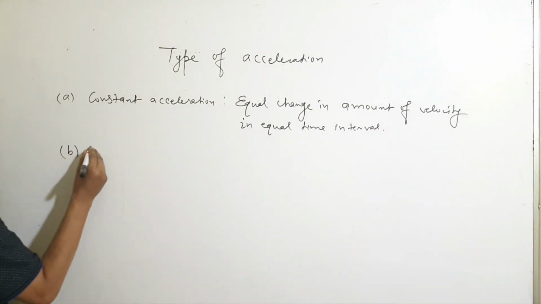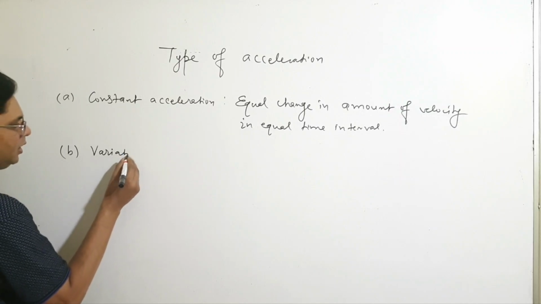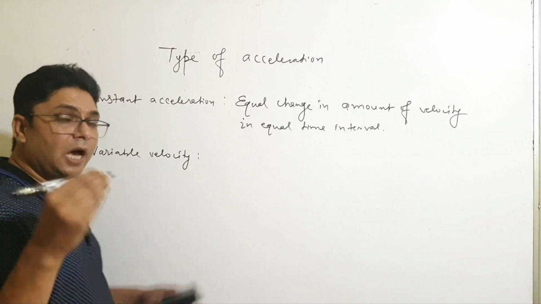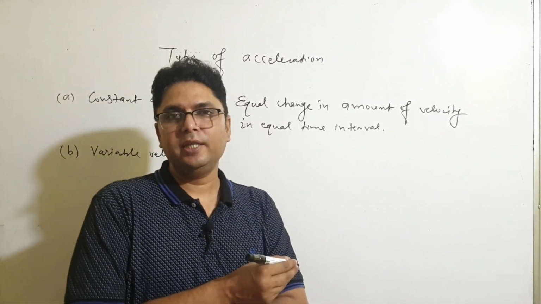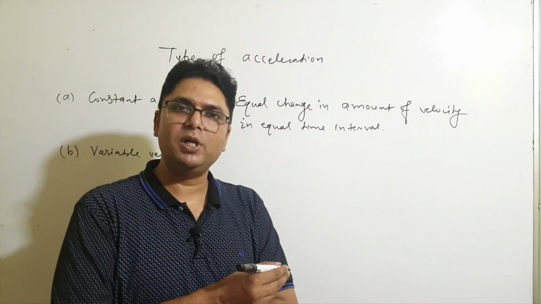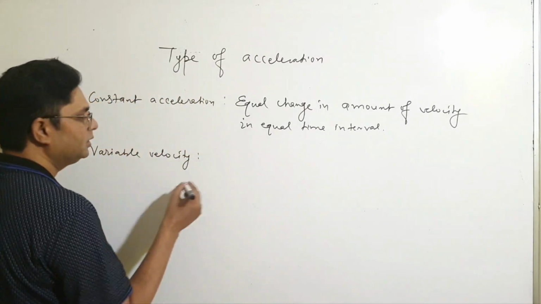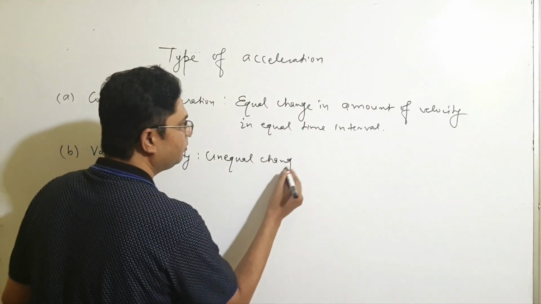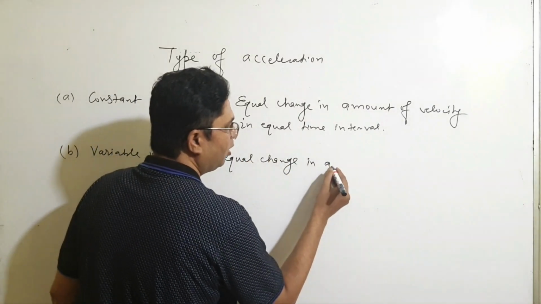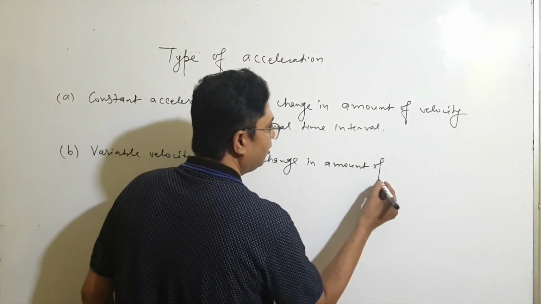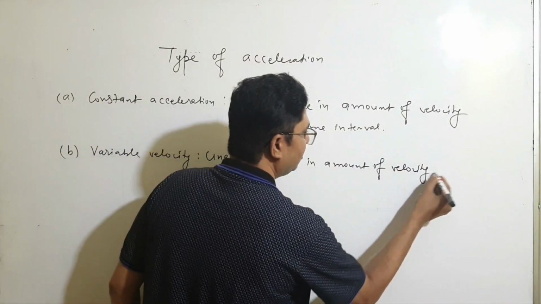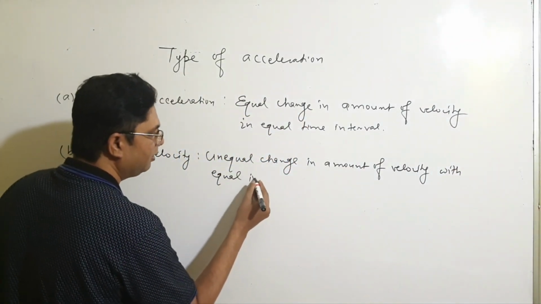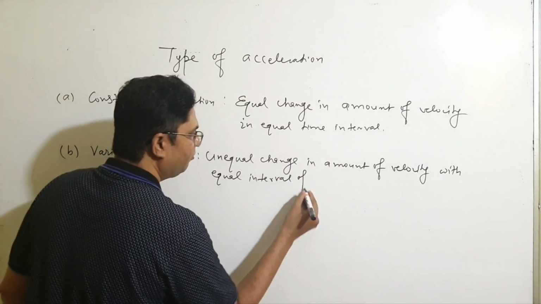Number two is said to be variable acceleration. This is unequal change in velocity with respect to equal change in time interval. So this is unequal change in amount of velocity with equal interval of time.